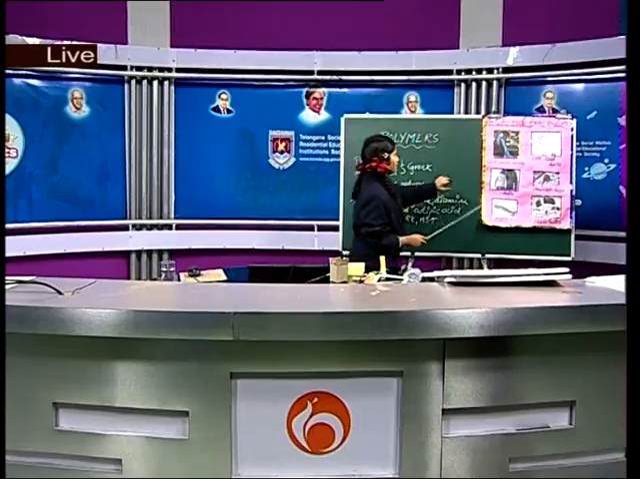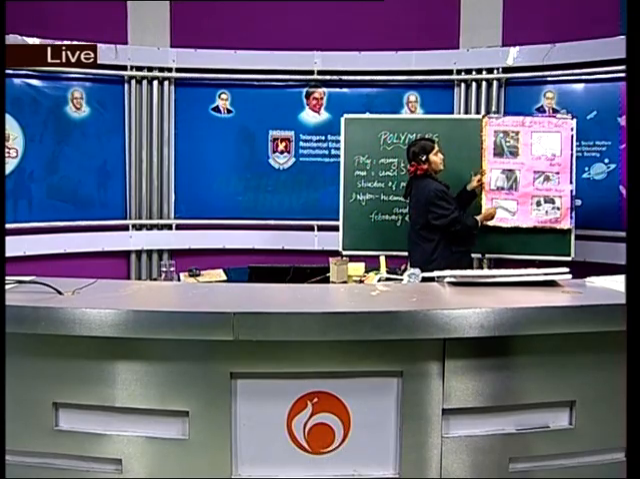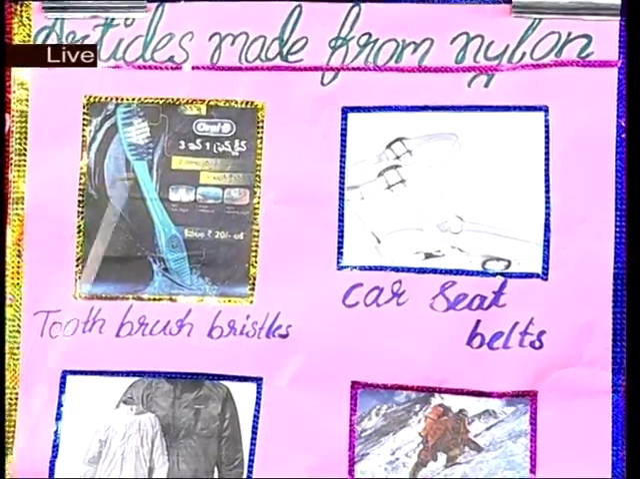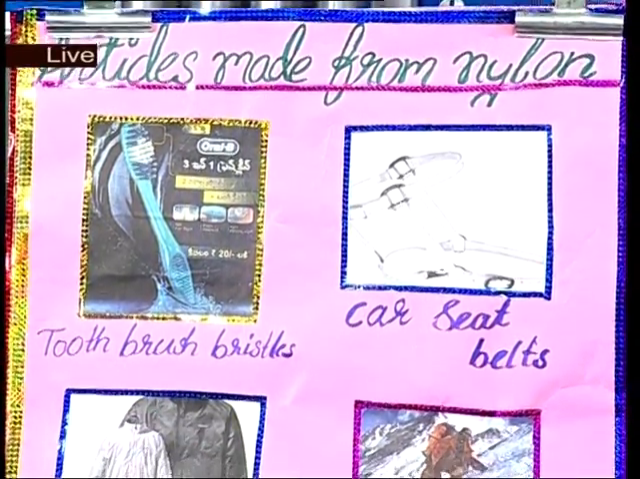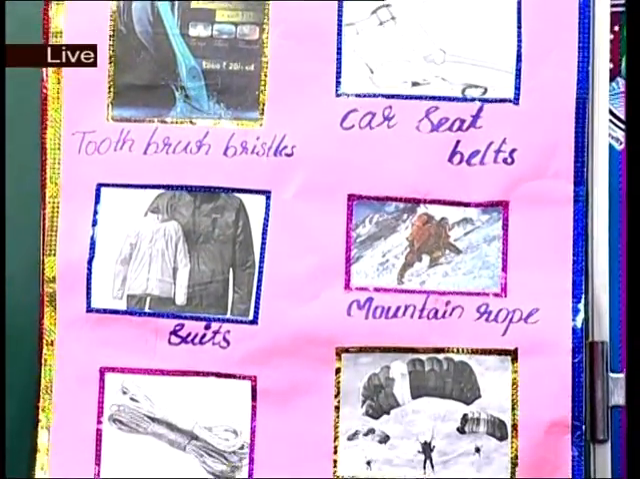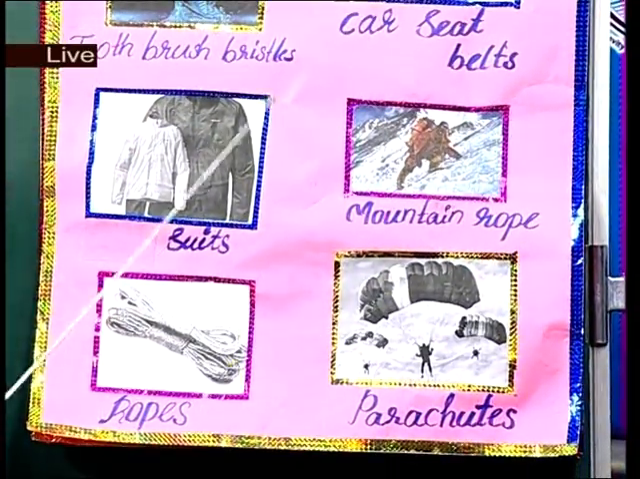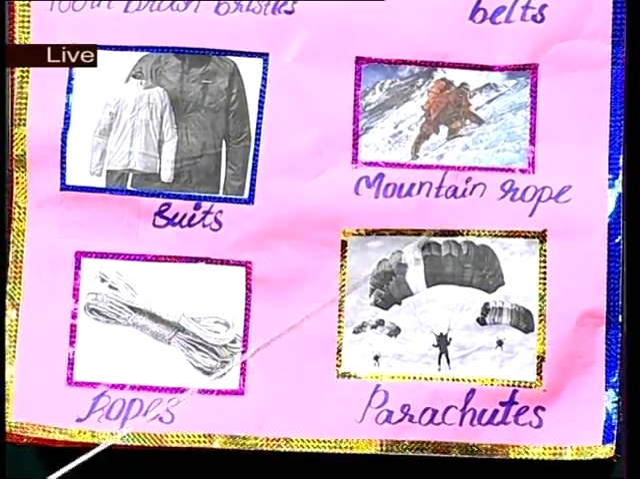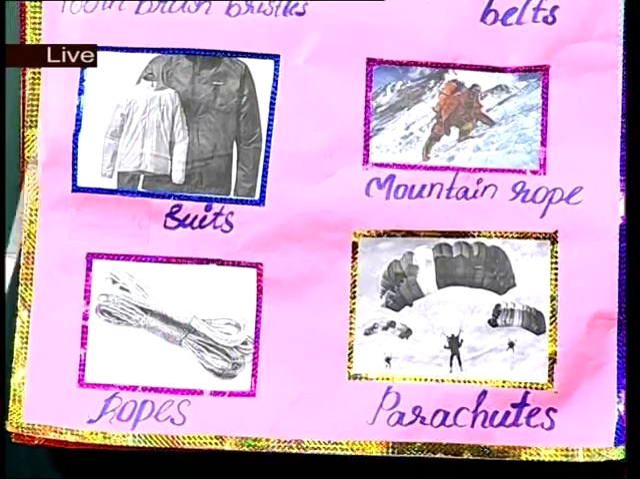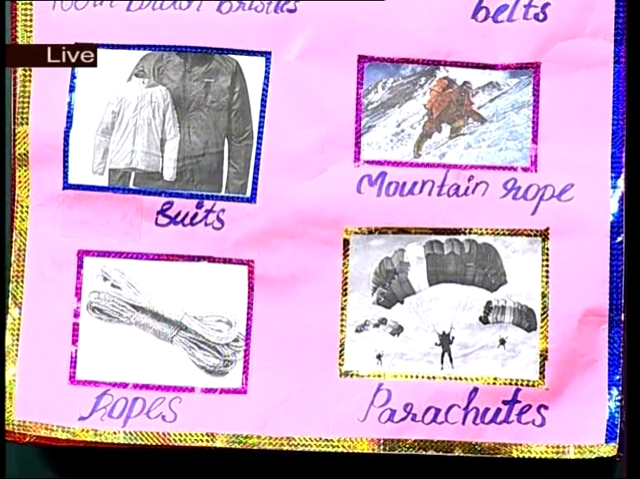Now I am showing a chart. See here, articles made from nylon: toothbrush bristles, car seat belts, suits, mountain ropes, parachutes. Okay friends, all these articles are made from nylon. These articles are strong. Have you understood about articles made from nylon?